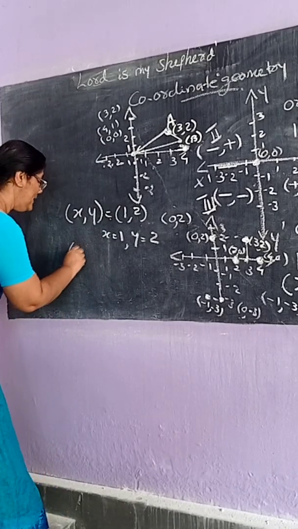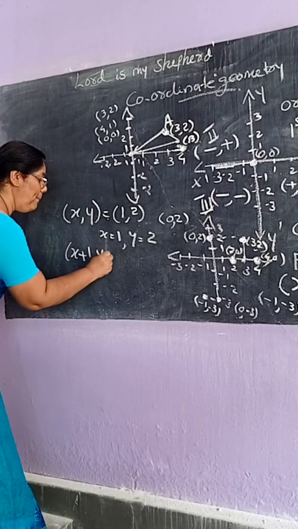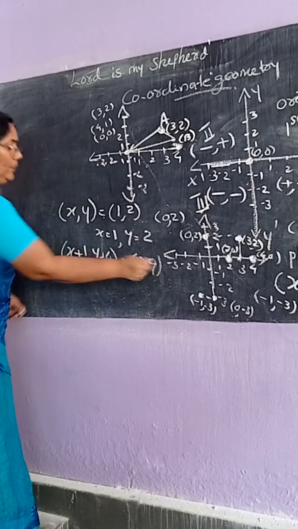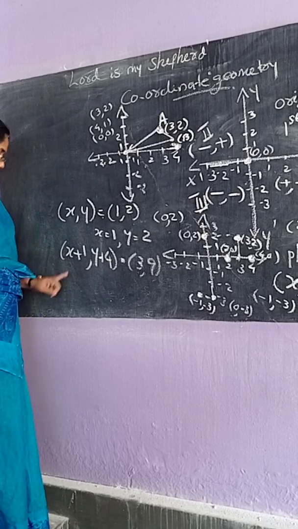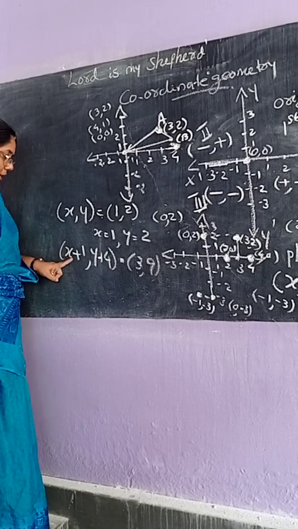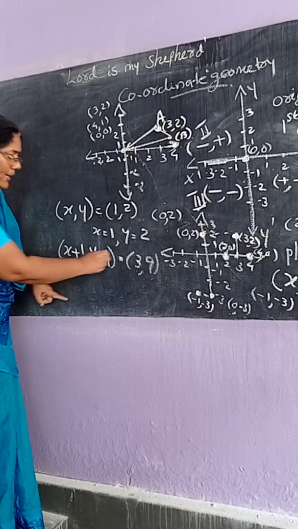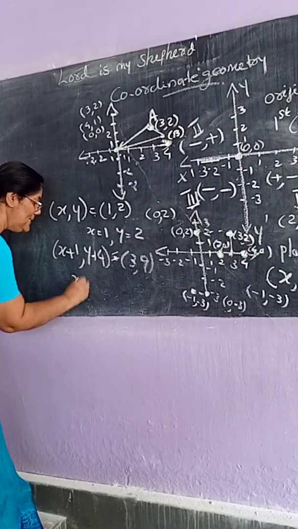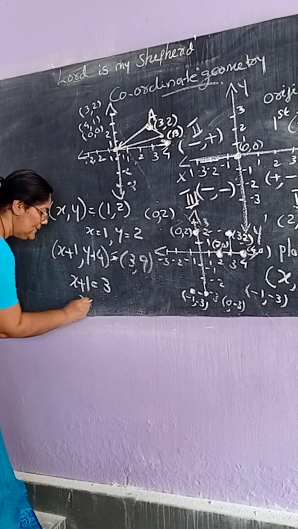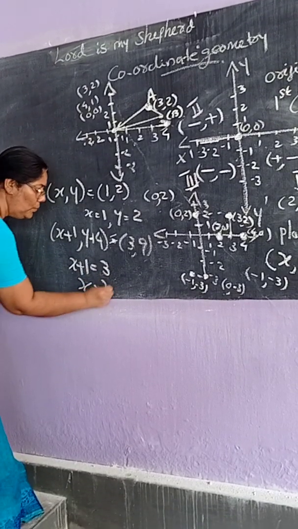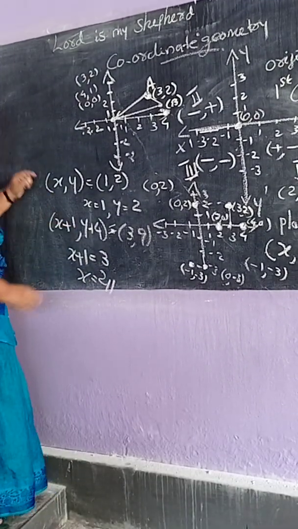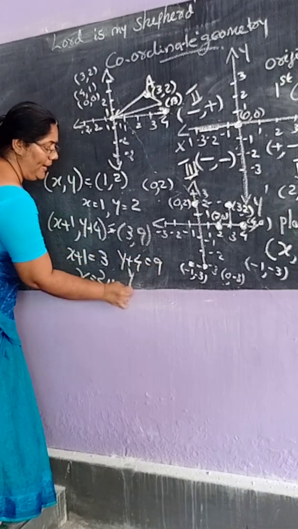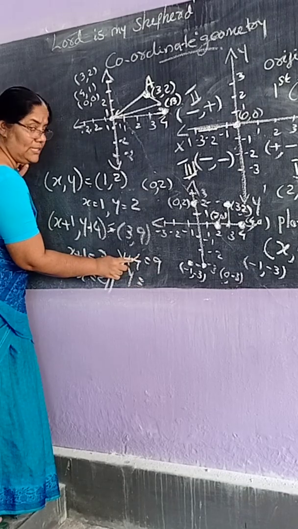Suppose my question is x plus 1 comma y plus 4 equal to 3, 9. What's the meaning? Here the first coordinate is x plus 1 and here we put equal sign 3. That means x plus 1 equal to 3, or x equal to 3 minus 1, 2. What about y? y plus 4 is equal to 9. From that, y is equal to 9 minus 4, isn't it?